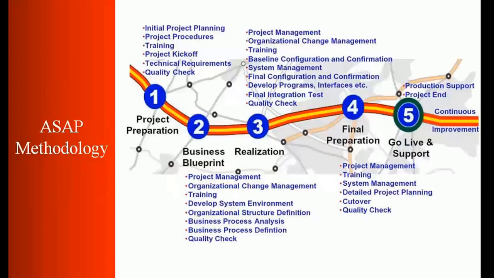Here you can see that this is a 5-step process. The first step, number 1, is project preparation. I'll explain about this in a minute. Step number 2 is business blueprint. Step number 3 is realization. Step number 4 is final preparation. And finally, step number 5 is go live and support. So let's see one by one what they are.